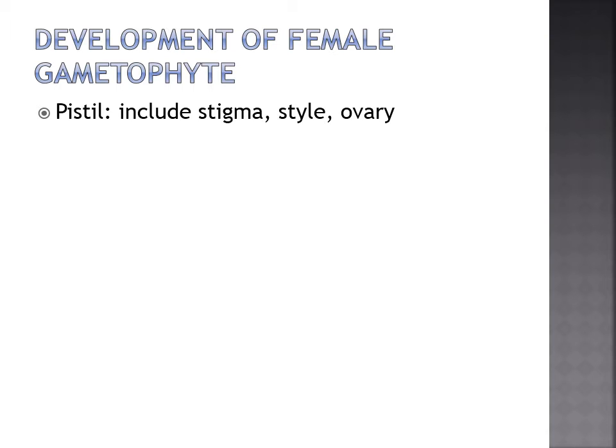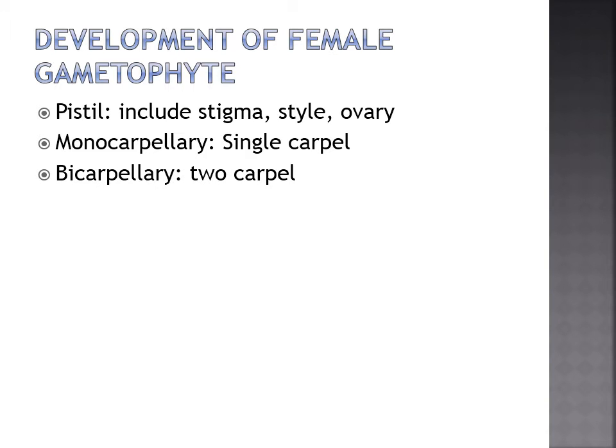According to the number of pistils or carpels, we can classify it into three categories: monocarpellary, bicarpellary and polycarpellary. What is the meaning of monocarpellary? That means a single carpel is present in the flower. What is the meaning of bicarpellary? Two carpels are present in the flower. What is the meaning of polycarpellary? More than two carpels are present in the flower.